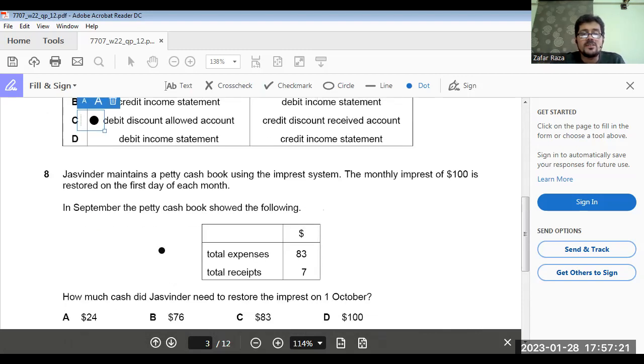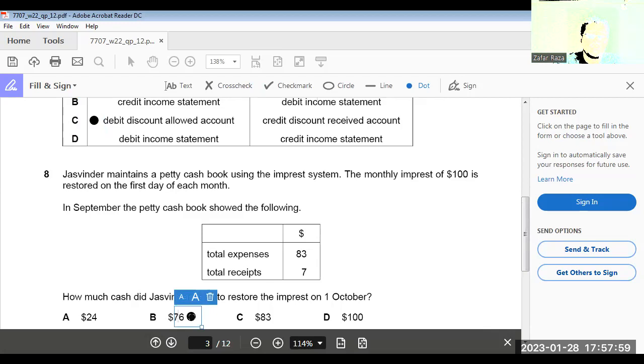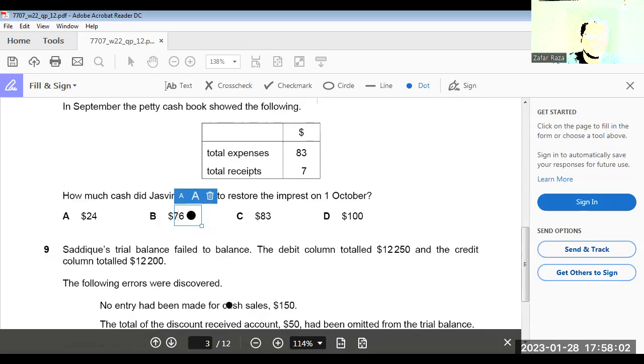Jaswinder maintains a petty cash book using the imprest system. The monthly imprest of $100 is restored on the first day of each month. In September, the petty cash book showed the following: total expenses 83, total receipts $7. Now, 83 means from petty cash book we have paid 83, and in petty cash we have received, might be due to some reasons, $7. So how much do we have to replenish using the imprest system? Yes, obviously 83 minus 7, that is $76. Okay.